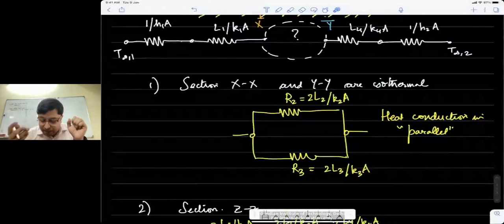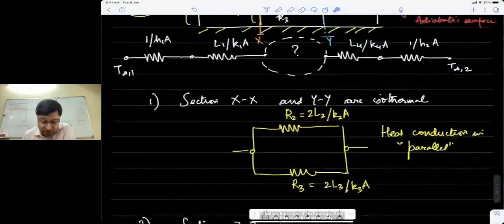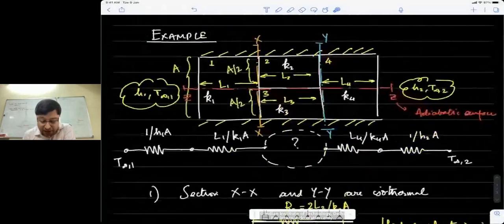The simplification is that, think of it this way: if one conductivity is very high out of these two, let's say K2 is much higher compared to K3, in that case you will have most of the heat passing through 2 instead of through 3, because 3 will be offering a very large resistance to heat conduction.